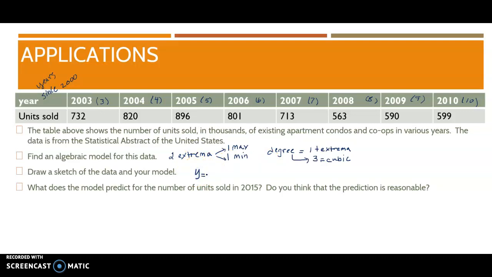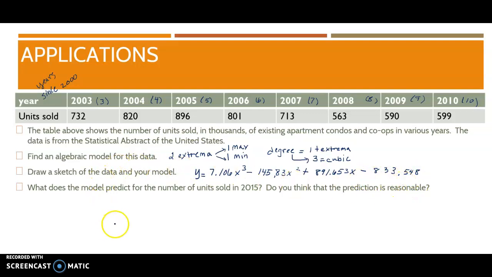So y equals, and I did round everything, 7.106 x to the third power minus 145.83 x to the second power plus 891.653 x to the first power, and then minus 833.548. So that is my model.